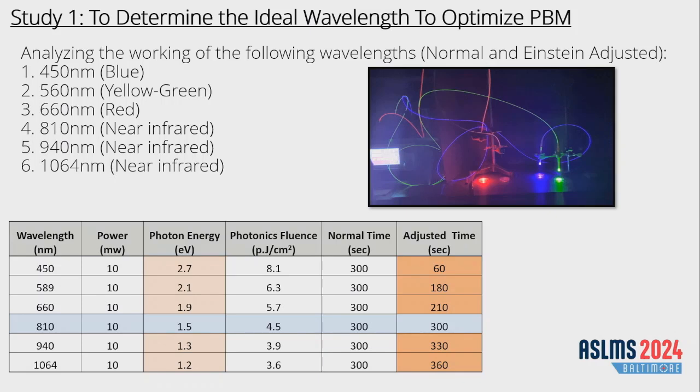For example, because as I mentioned, 450 nanometer is a smaller wavelength with higher energy, therefore less treatment time. On the other hand, 1064 is a longer wavelength, lower energy, so higher treatment time.